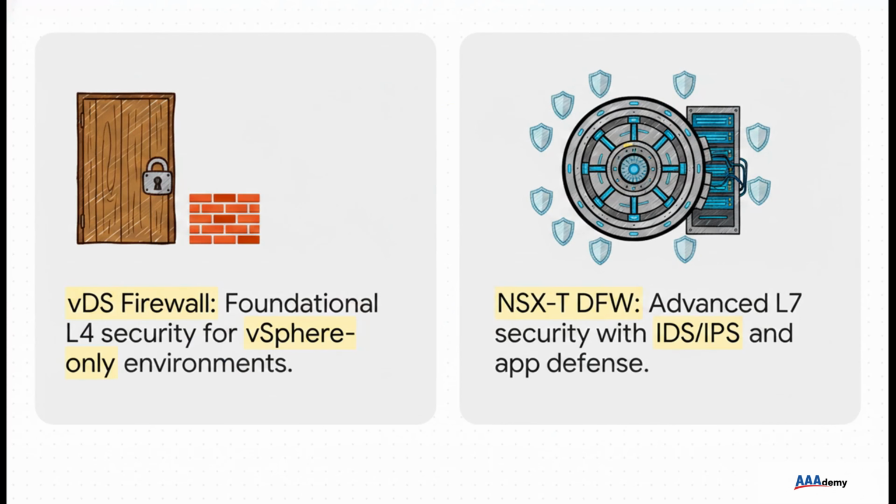Let's compare our firewall options here. The standard VDS firewall gives you basic layer 4 deadbolts for simple environments. But the NSX-T distributed firewall is on a whole other level. It provides micro-segmentation with layer 7 application security. It's more like putting an intelligent biometric scanner on every single virtual machine's door, fully equipped with intrusion detection and prevention.